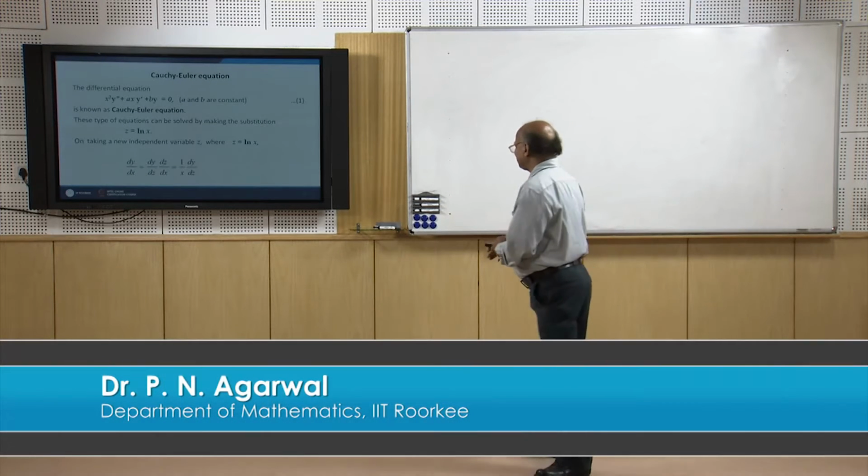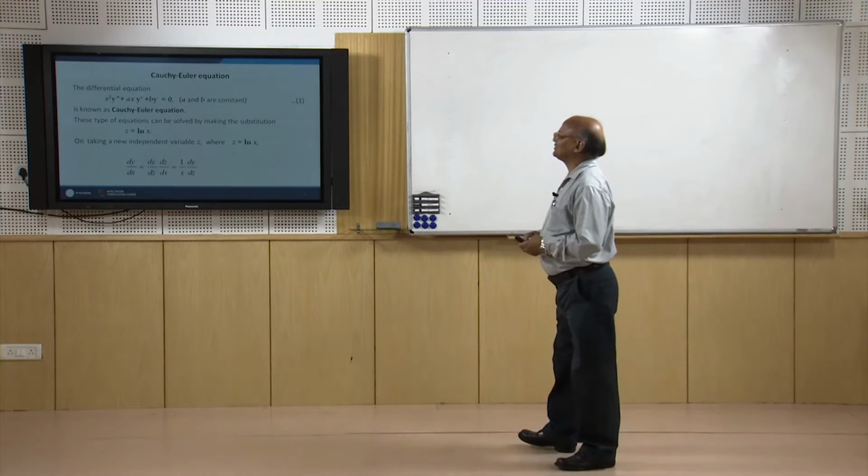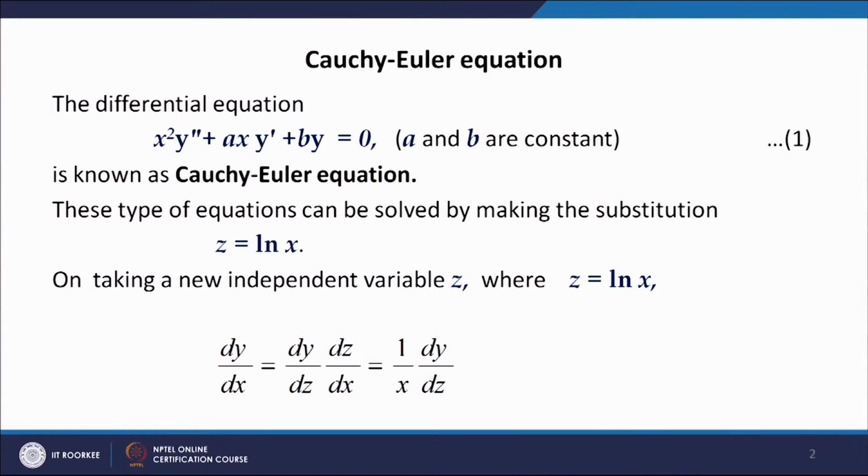The differential equation of second order x² y'' + a x y' + b y = 0, where a and b are constants, is known as a Cauchy Euler equation. Now you can see that this is a second order linear differential equation with variable coefficients. The coefficient of y'' is x², the coefficient of y' is a x. So the coefficients of the derivatives are functions of x.